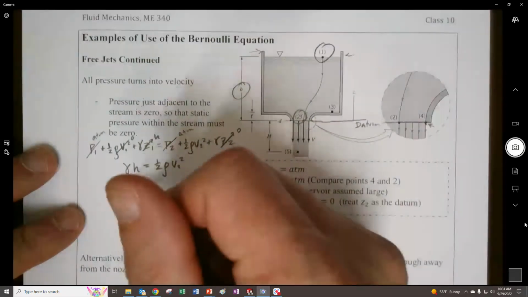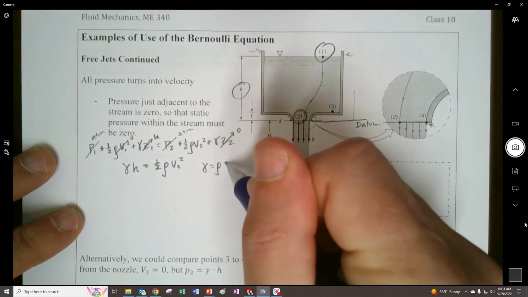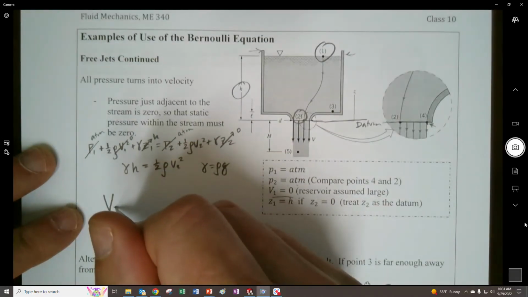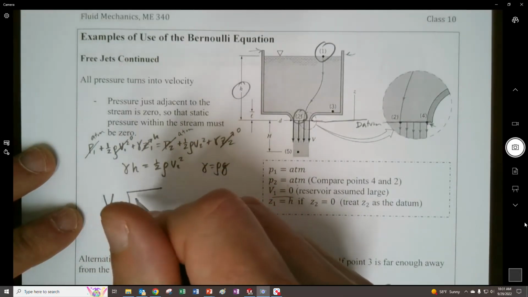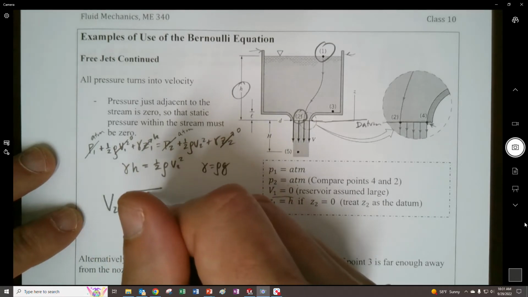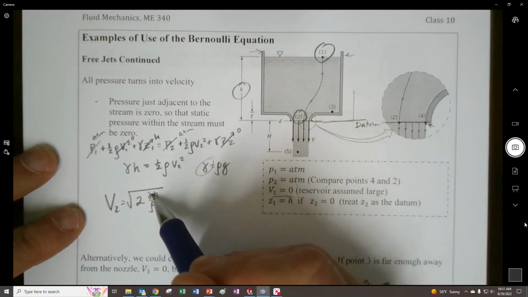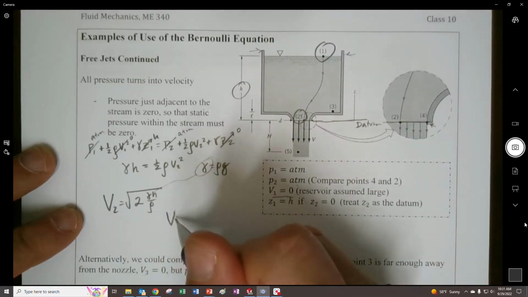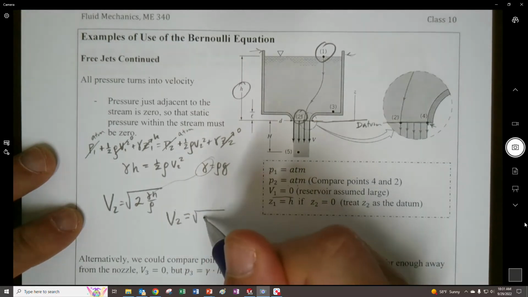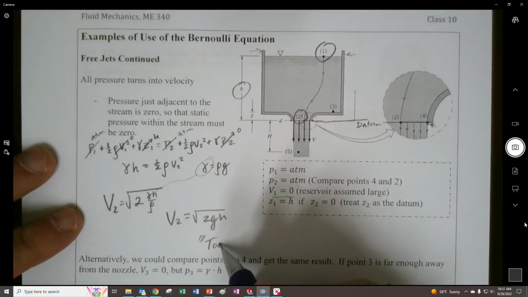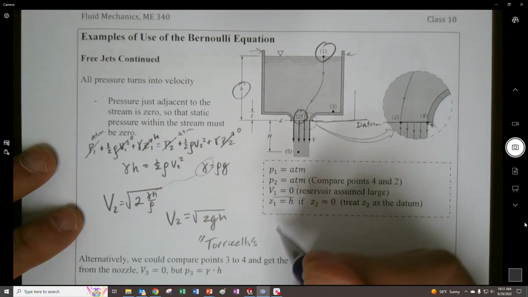And if you recall, gamma is equal to rho g, so you could replace that. V2 is equal to the square root of 2 times gamma h over rho, and you can place this back into there. We end up seeing that V2 is equal to the square root of 2gh. And this is called Torricelli's equation.